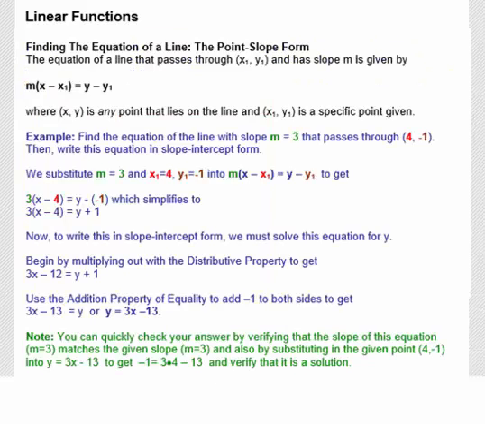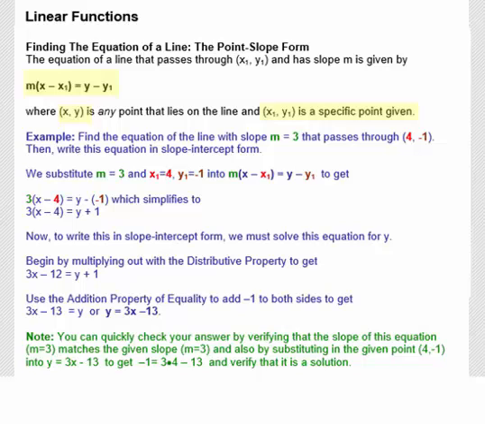Now we're going to look at something that's really important in this unit, and that is the point slope form. This allows us to find the equation of a line given 2 points. And the point slope form is m times (x minus x1) equals y minus y1, where (x1, y1) is any specific point given on the line, and the x and y refer to any generic point that is a solution point on the line. Let's look at an example.